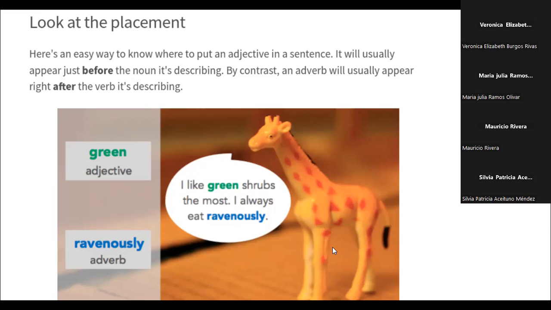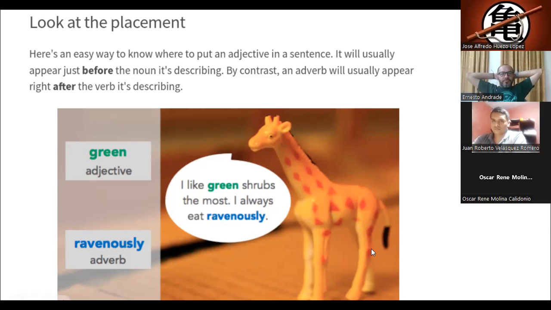Okay, so the adjective will usually appear just before the noun it is describing. By contrast, an adverb will usually appear right after the verb it describes. So the position is very important. The adjective is going to be before the noun it describes. So first is the adjective and then is the noun. But the adverb will appear after the verb it describes.